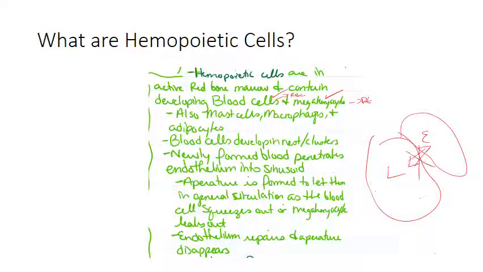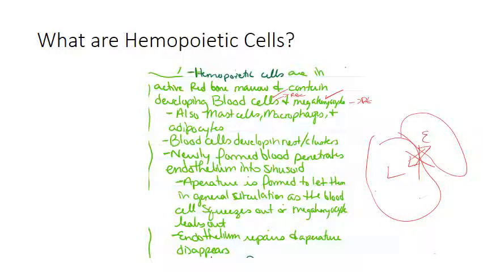Newly formed blood cells penetrate the endothelium into the sinusoids. An aperture is formed to let them into the general circulation as the blood cell squeezes out, or the macrocyte leaks out as it pinches off of the megakaryocyte. I said macrocyte, it's going to be the platelet, excuse me. So the megakaryocyte essentially pinches it off and becomes the platelet. The endothelium repairs and the aperture disappears.